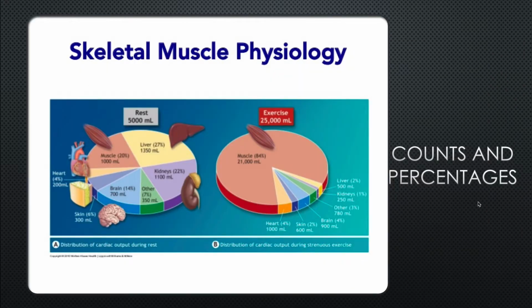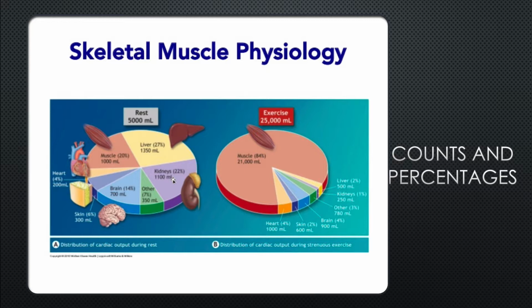This also shows the same thing, counts and percentages, but from a different perspective. Sorry, it's a little blurry. I stole it from the web. But what we can see here is blood flow under two different conditions. So at rest, the average person's heart pumps about 5,000 milliliters of blood, and it shows where that blood generally goes when we're at rest, with the majority going to the liver, the muscles, and the kidneys. So that's where most blood flow goes, over 60% when we're at rest.